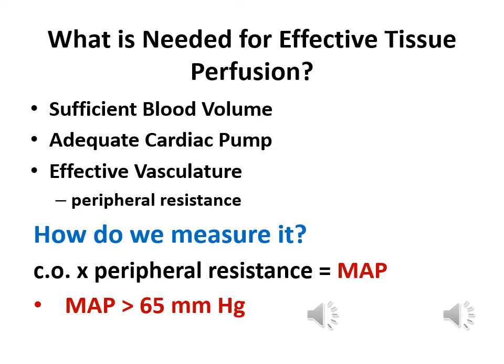And so when we measure effective tissue perfusion, we are going to primarily talk about the mean arterial pressure. We may also talk about the SVO2, or the central venous oximetry.